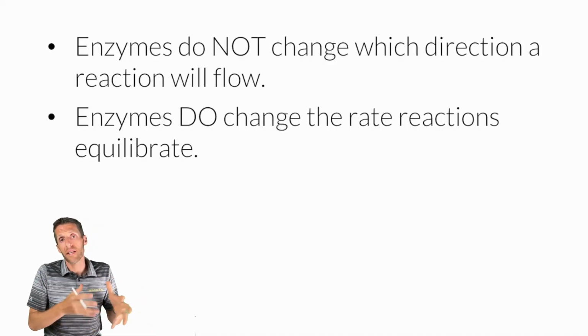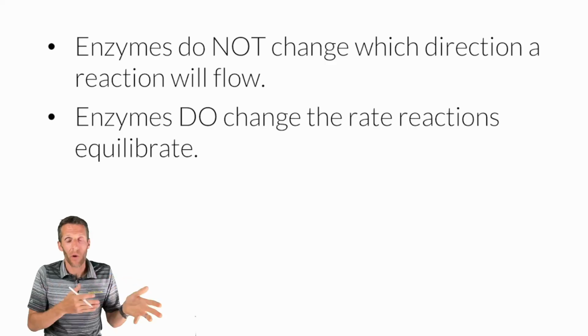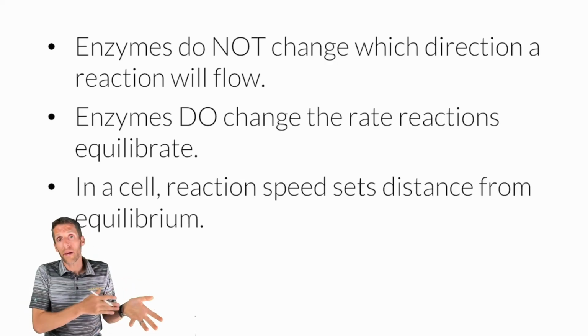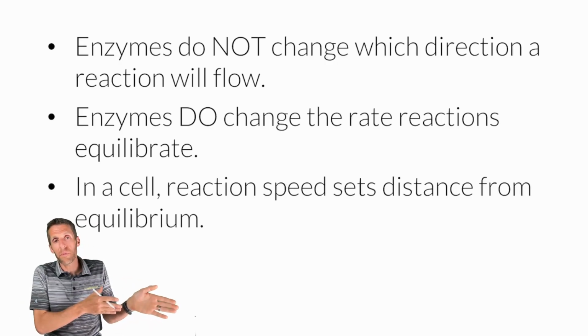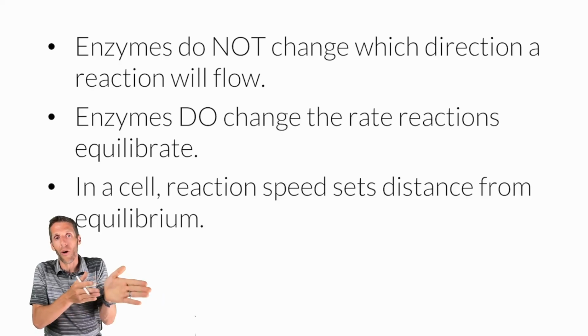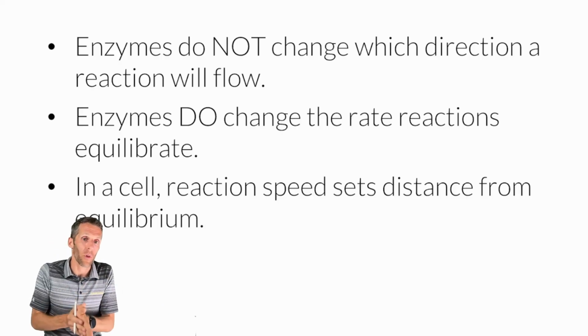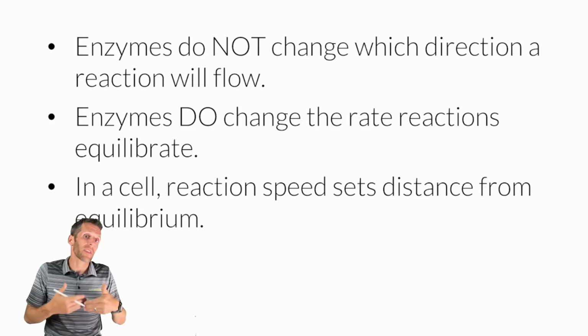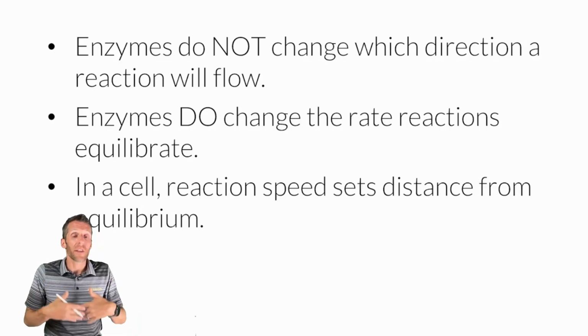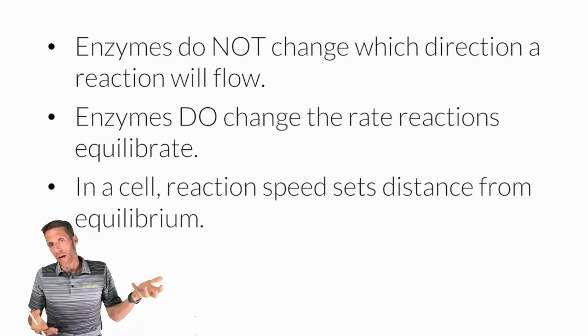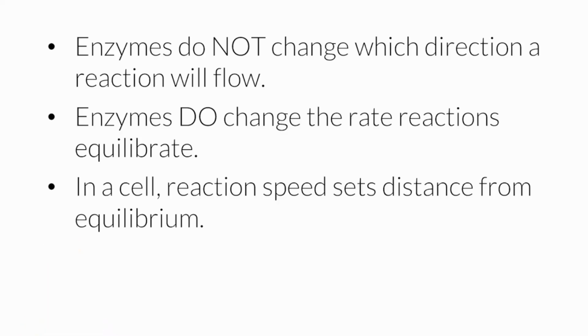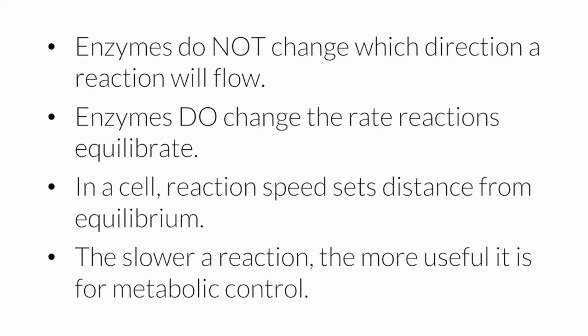But when you think about enzymes causing changes in the rate of equilibration inside of a cell, what that means is actually the speed of an enzyme sets how far each reaction is from equilibrium. The faster a reaction, the closer that reaction will be to equilibrium. The slower reaction, the further that reaction will be from equilibrium. And finally, what that means is the slower the reaction, the more useful it's going to be for metabolic control because that reaction is going to probably be a rate-limiting step on the entire pathway.